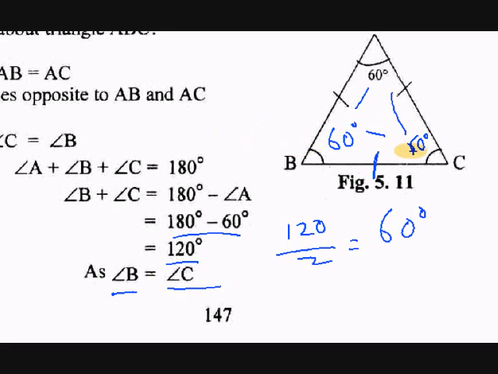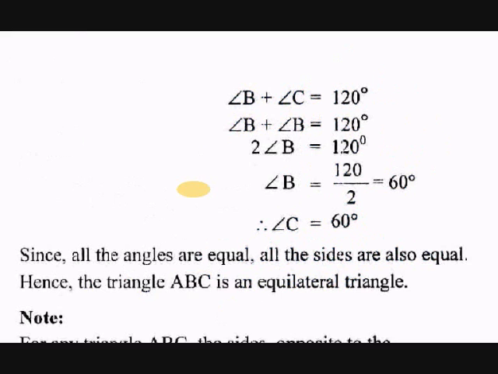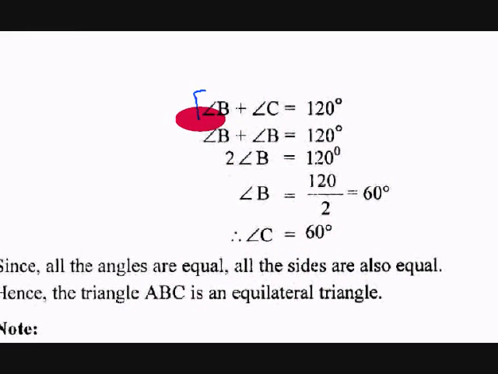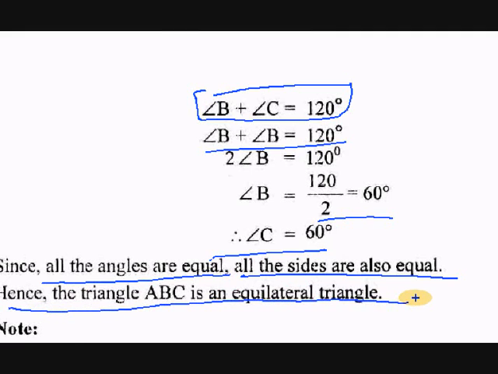Then all the sides should be equal per the property of an equilateral triangle, right? Hence, if angles are equal, the sides are going to be equal. So we can say BC is also equal to AB, that is equal to AC. That is, this and this are equal. The sides are equal and the angle is going to be 60 degrees. Then this type of triangle is an equilateral triangle. That is what's told in the book. Same thing. That is what we calculated here. We divided here, and hence the angle is 60 degrees. Since all the angles are equal, all the sides are also equal, and the triangle is an equilateral triangle.